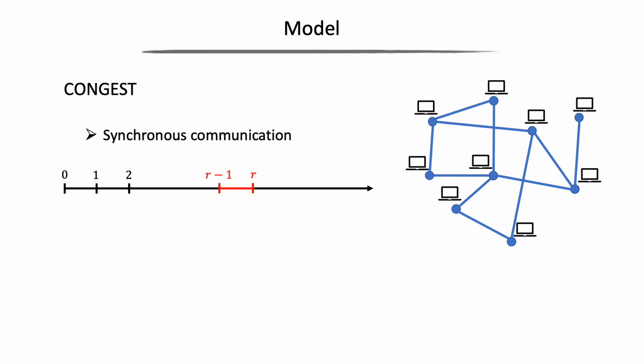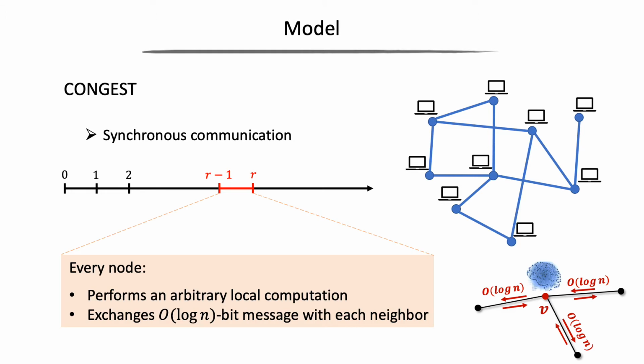The communication is synchronous. That is, time is seen synchronously by all the nodes as a sequence of rounds. In each round r, that starts at time r-1 and ends at time r, every node first performs an arbitrary local computation, and then it exchanges a log n-bit message with each of its neighbors.